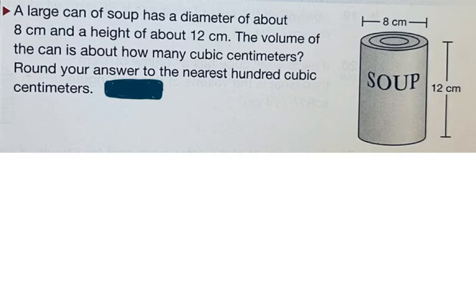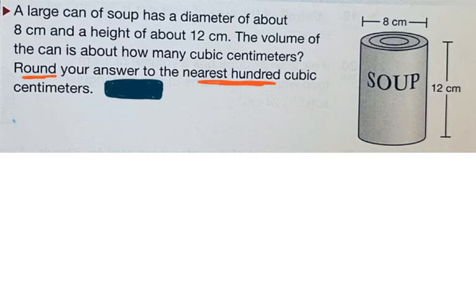Here's our practice set, which is one problem. A large can of soup has a diameter of about 8 centimeters and a height of about 12 centimeters. The volume of the can is about how many cubic centimeters? Round your answer to the nearest 100 cubic centimeters. So we're going to round to the nearest 100, but we'll solve first and then we'll round.